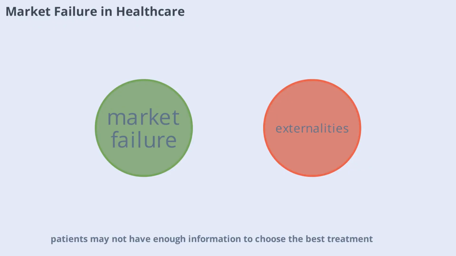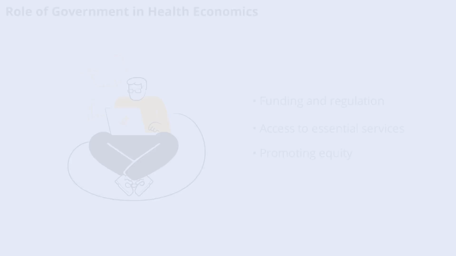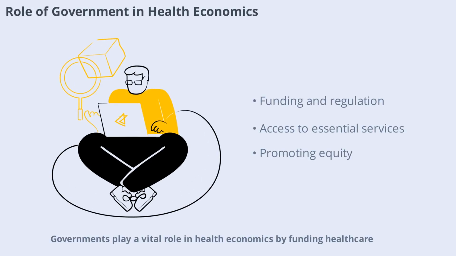For example, patients may not have enough information to choose the best treatment, or vaccinations may benefit society beyond the individual. Health economics addresses market failures by recommending policies such as regulation, subsidies, or public provision of services. Governments play a vital role in health economics by funding healthcare, regulating providers, and ensuring access to essential services. They set policies that influence how resources are allocated and monitor the quality and efficiency of care.